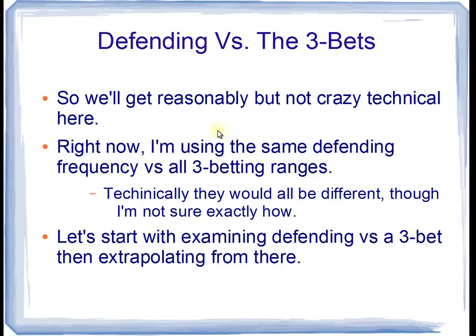Okay, so let's start with examining defending versus a 3-bet, then extrapolating from there. We're going to look at a big blind 3-bet and then extrapolate from there. So we're going to start with looking at a big blind 3-bet, and then we're going to try to make some educated guesses about how to defend against the small blind and button 3-bet as well.